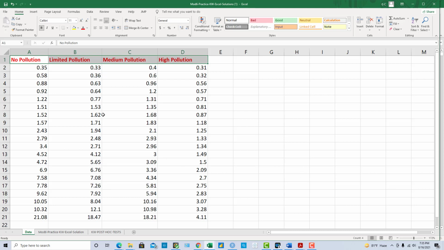And we got these measurements. We have a numeric value for all these measurements, and we want to find out whether pollution makes a significant difference, or whether there are statistically significant differences in the happiness levels with different amounts of pollution.